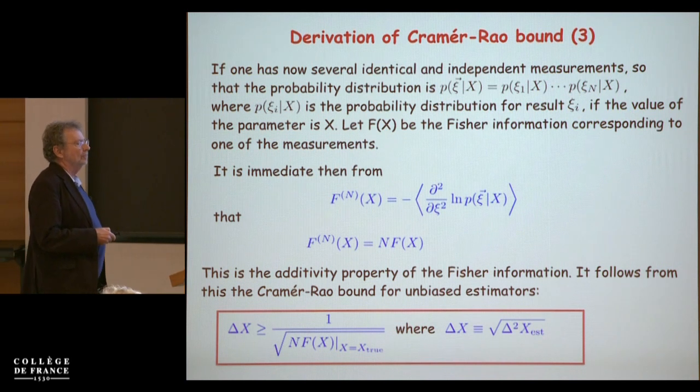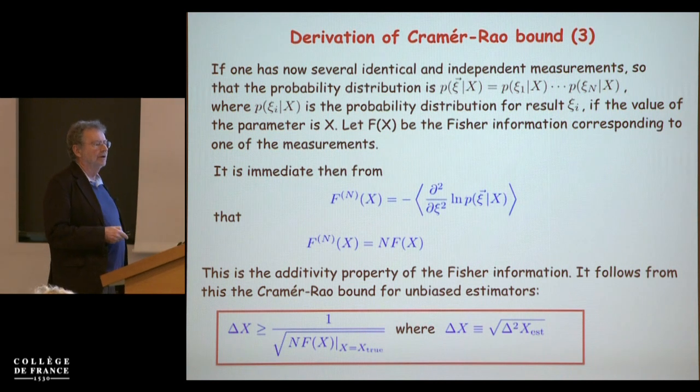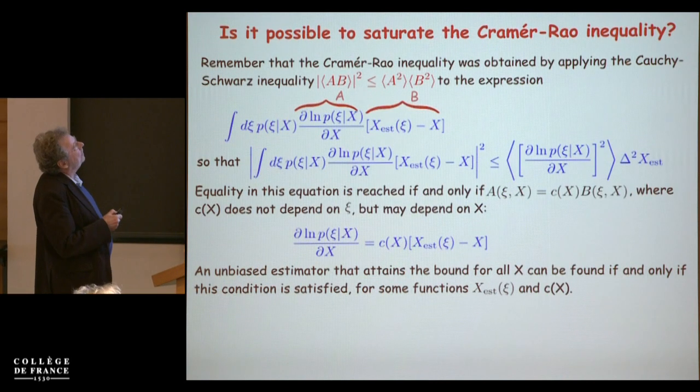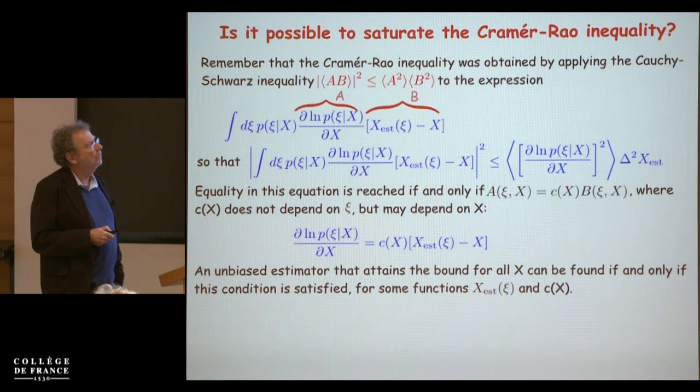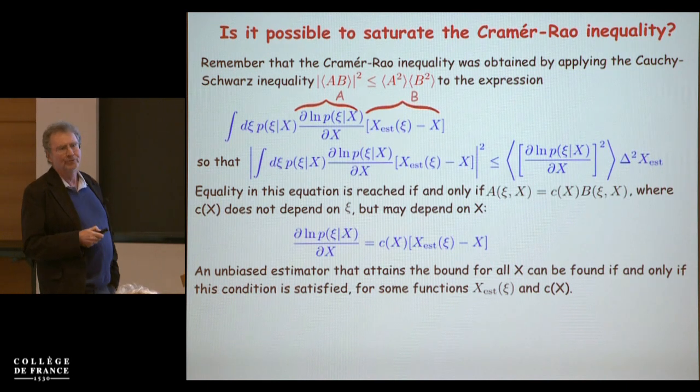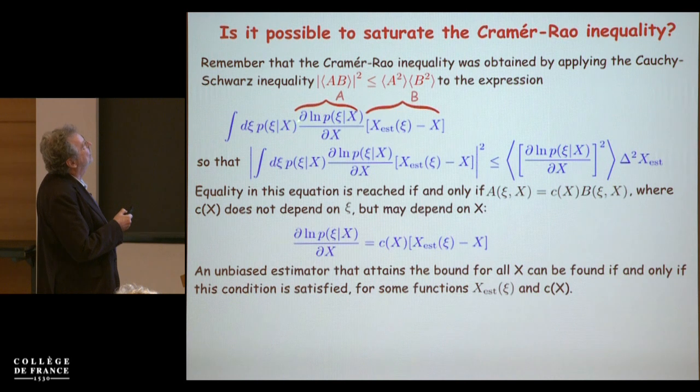Now, important question. Is it possible to saturate the Cramér-Rao inequality? Let me give you a partial answer to that. Remember that we got the Cramér-Rao inequality by using this scalar product-like expression and using the Schwarz inequality here, so that we would then get this expression. So this magnitude squared of that is more or equal than the product of the averages of this squared and this squared. Okay? So we use that.